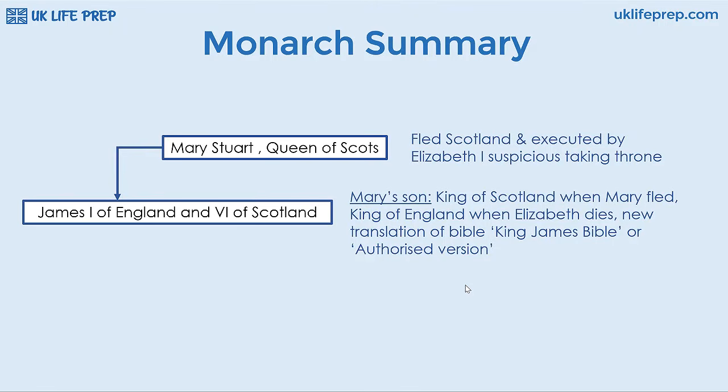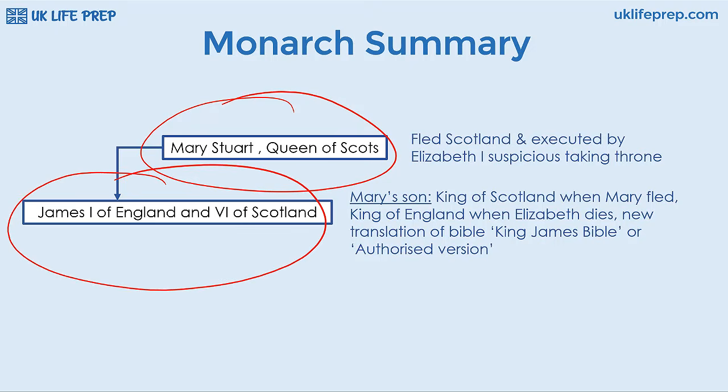Like before, I have provided a family tree summary of the monarchs for this period. We have Mary Stuart, or Mary Queen of Scots, who is succeeded by her son, who initially becomes James VI of Scotland, but then later becomes James I of England and VI of Scotland. Like before as well, next to each person I have provided a short summary of important facts relating to them, so please feel free to pause the video if you'd like to read it.